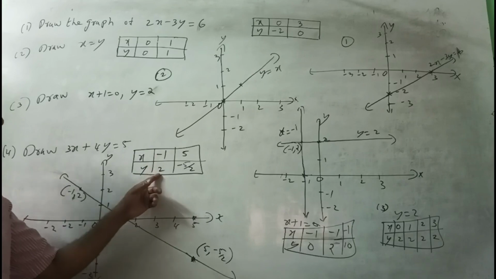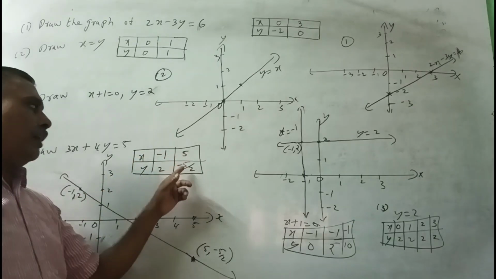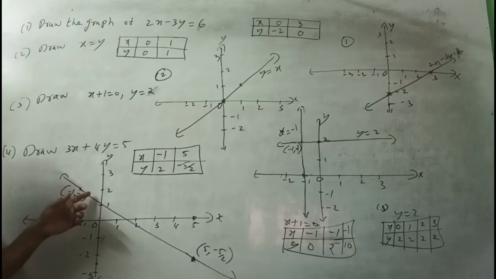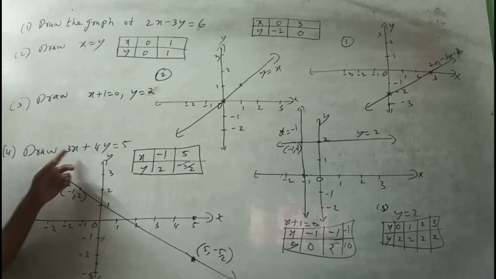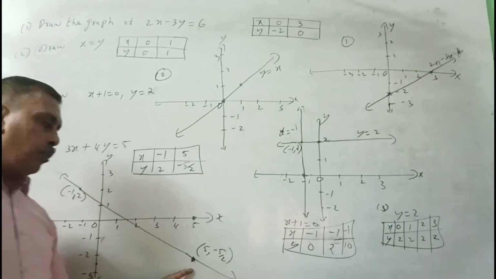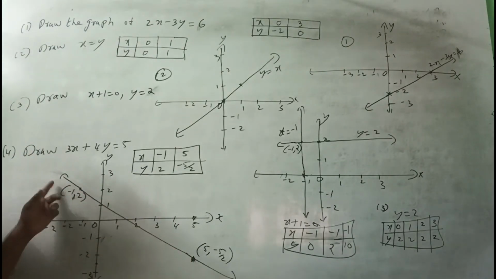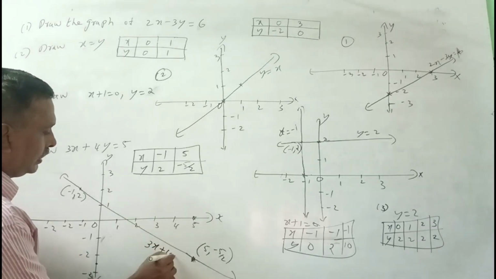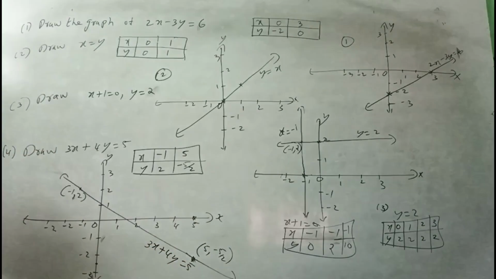So x is equal to minus 1, y equal to 2, x of 5, y is equal to minus 5 by 2. That 2 points are able to mark it. Minus 1 comma 2 is in the second quadrant and 5 comma minus 5 by 2 is in fourth quadrant. Both I marked and join. You will get the line 3x plus 4y is equal to 5.